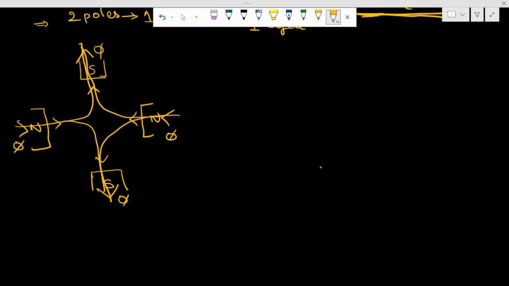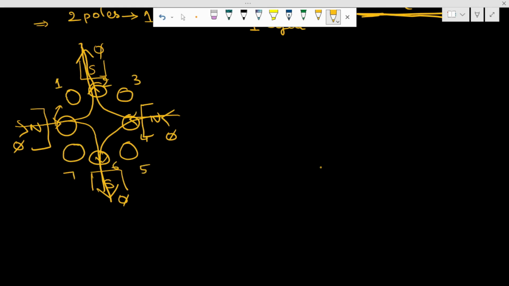Let us consider the conductor moving in the clockwise direction. We name the positions 1, 2, 3, 4, 5, 6, 7, 8.